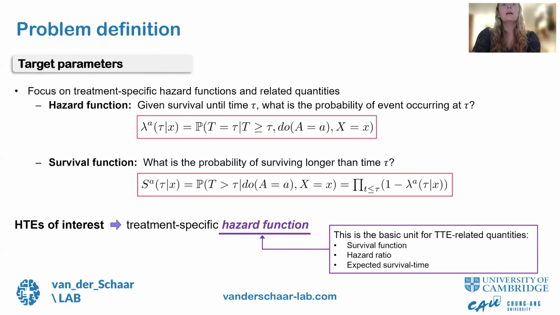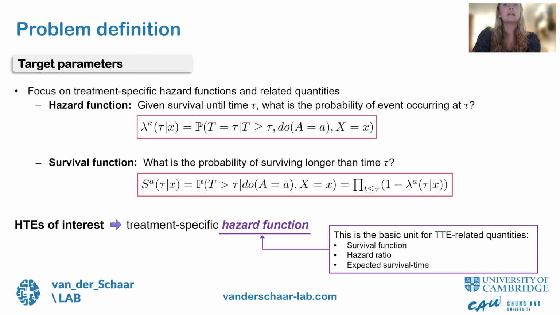We focus on the treatment-specific hazard functions and related quantities. The hazard function answers the question, given survival until time tau, what's the probability of an event occurring at time tau? And the survival function, which can be computed from the hazard function, answers the question, what is the probability of surviving longer than time tau? All the heterogeneous treatment effects of interest can be expressed in terms of the treatment-specific hazard function.